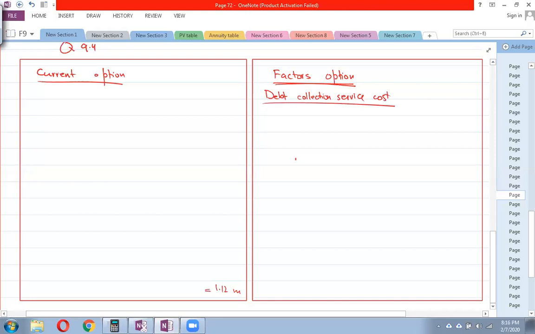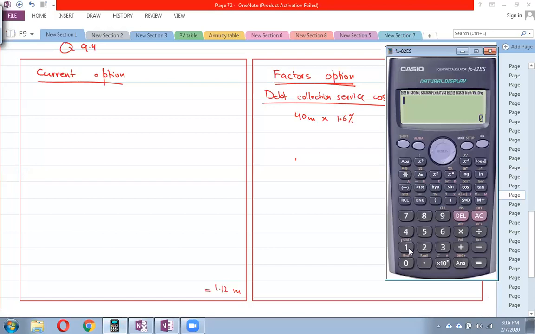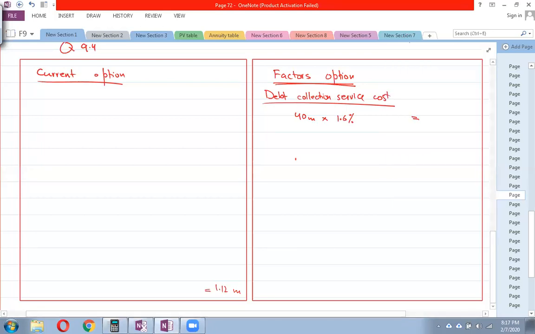And the cost for the debt collection service, the factor is charging you 1.6% of sales. So sales is 40 million, 1.6% of sales. So how much will be the cost? 1.6%. Is it 0.64 million? Yeah, good one.